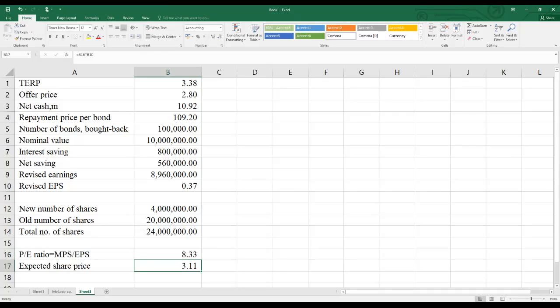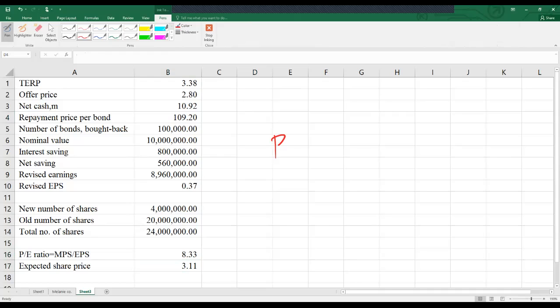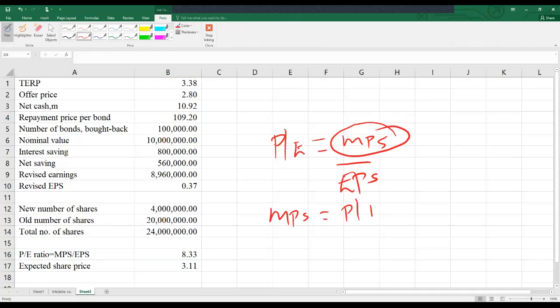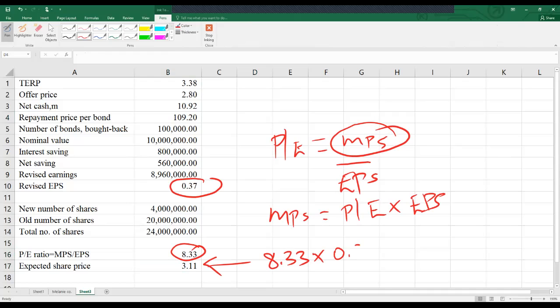Now we want to determine the share price that we expect. The PE ratio, don't forget, is MPS divided by earnings per share. Therefore the MPS will be equal to the PE ratio times earnings per share, which is what we've done here. PE ratio 8.33, which you have here, times the revised earnings per share 0.37, and we got 3.11. Clear, Thomas?